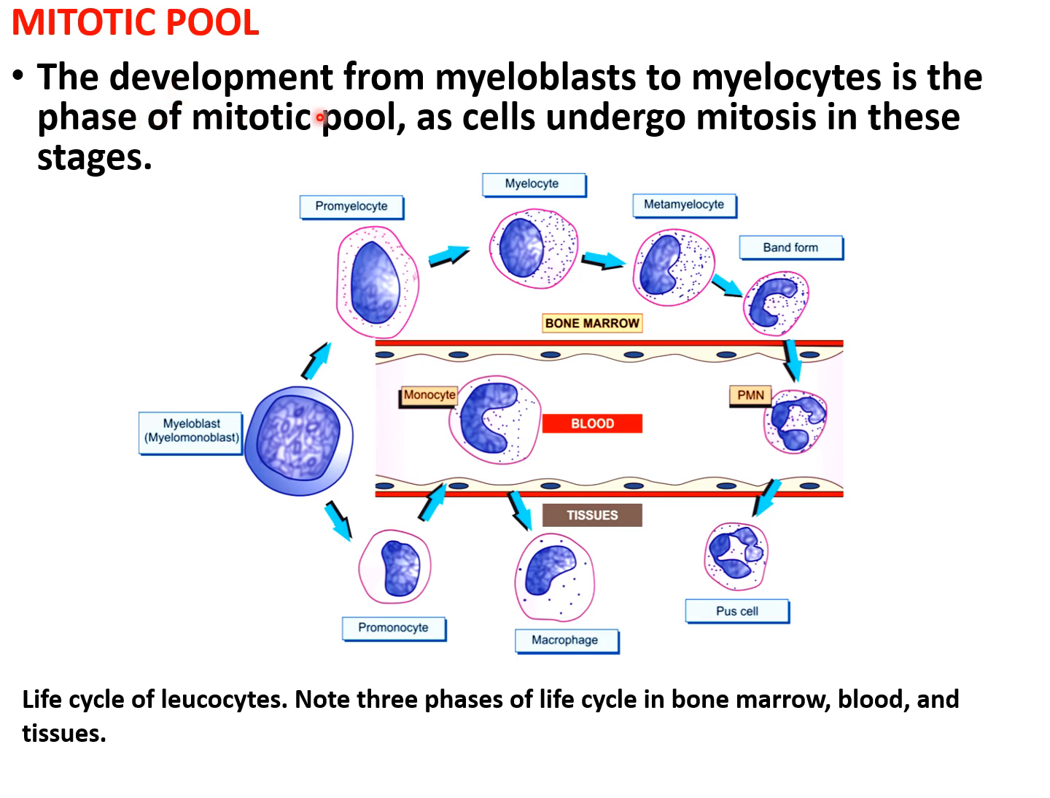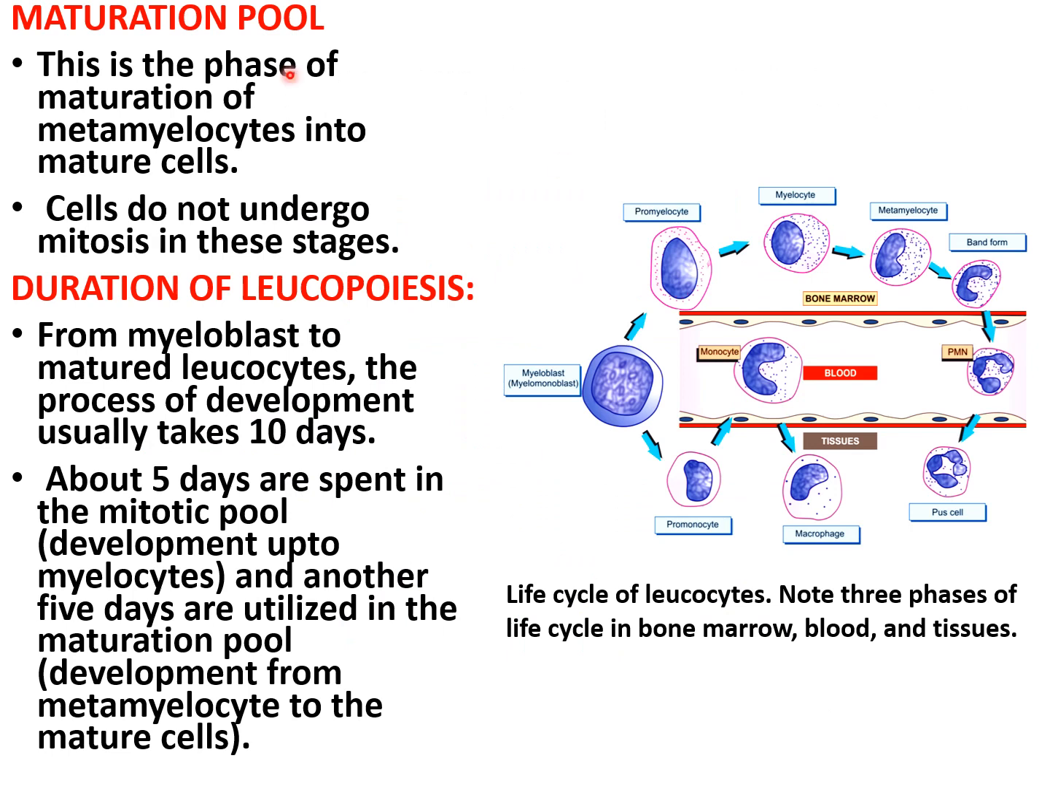So mitotic pool. The development from the myeloblast to myelocyte is the phase of mitotic pool, as the cells undergo mitosis in this stage. Then maturation pool. This is the phase of the maturation of the metamyelocyte into mature cells. Cells do not undergo mitosis in this stage. So from metamyelocyte to mature cells.